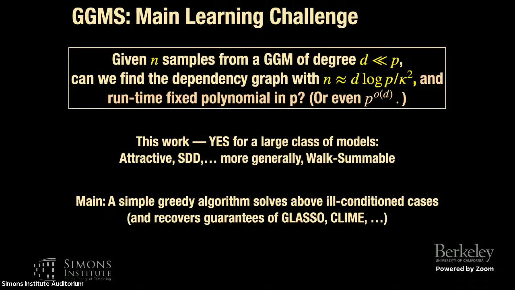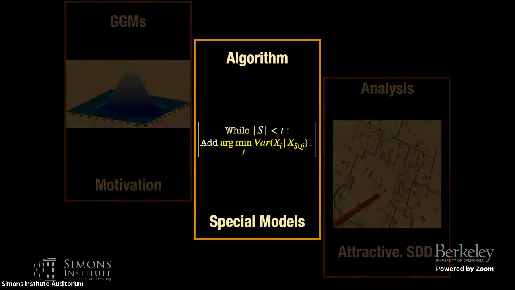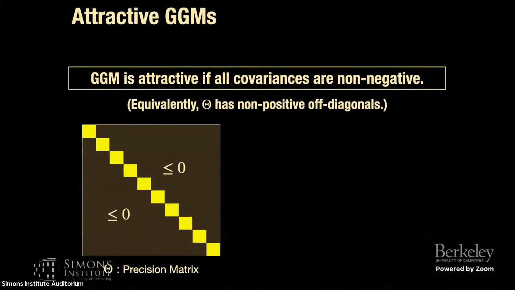Also, I'd like to say that the algorithm is very simple, and it also recovers the guarantees of Lasso and CLIME. So it's strictly more general than the previous algorithms that were used. Okay, so that's the question that we're going to study and the motivation. And now let me tell you what the algorithm is and what the special models are for which we are able to prove that it works.